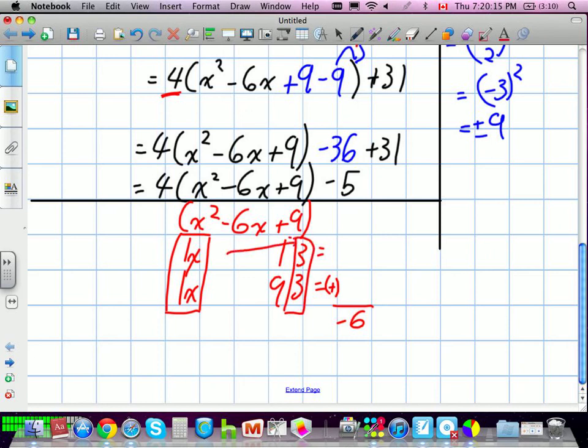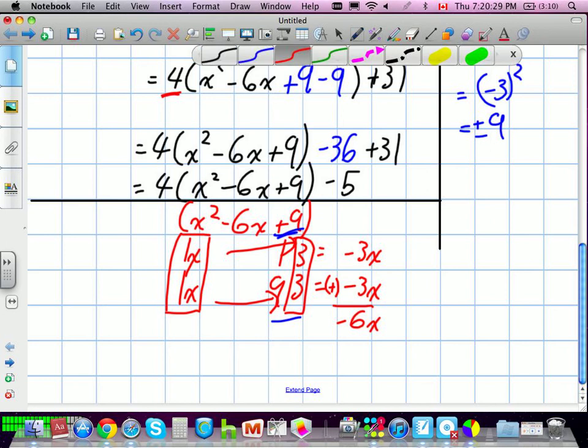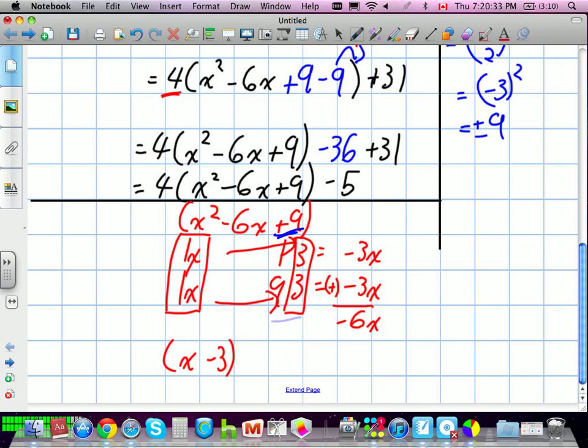But negative 1 of them? Actually, both. Right? If both are negative, when we add them, we're going to get negative 6x. And negative 3 times negative 3 will give us our positive 9. So what we're going to end up with is, in each bracket, x minus 3 times x minus 3, right? How can I simplify that or represent it another way? X minus 3 squared. Yeah, that's what's key here.